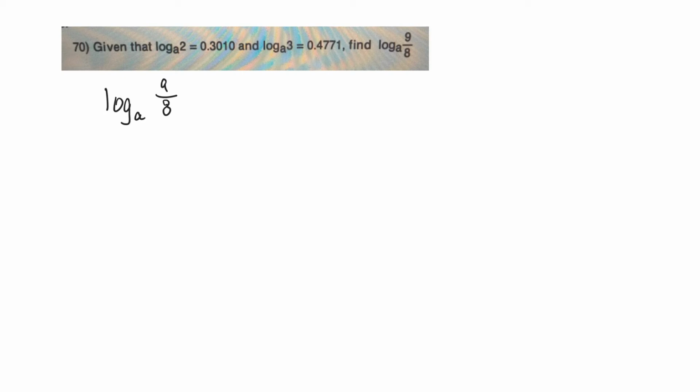All right, here's some great log questions. This first one's a nice one. They give you some framework for log base a of 2 and log base a of 3. They give you some numbers for those. And then they say find the log base a of 9 over 8.